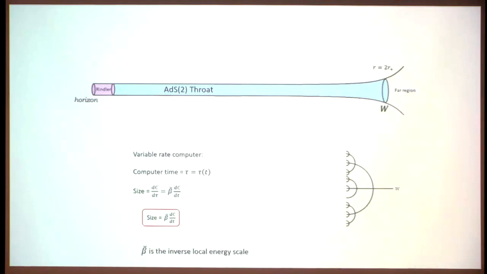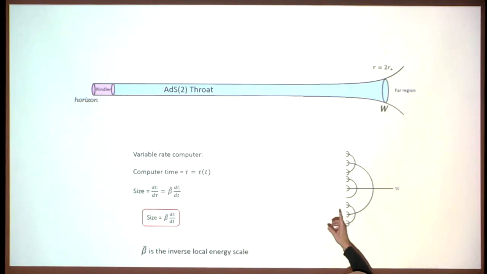And if the size is d complexity d tau, as I argued before, with tau being circuit depth, then we have to introduce this factor beta tilde. I'll tell you what beta tilde is in a minute, but it's basically the rate parameter, or the inverse rate, that the computer is computing with. That beta tilde turns out to be, from direct calculations, I won't do the calculations here, an interesting thing.